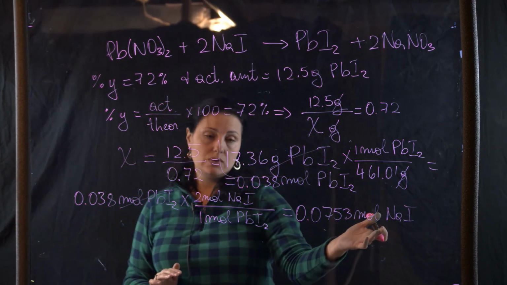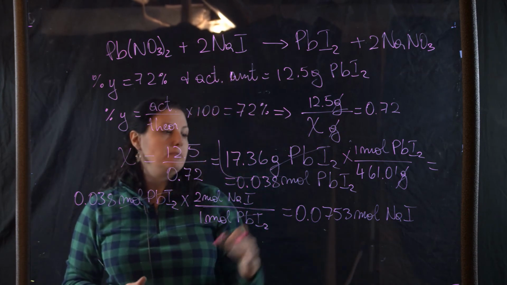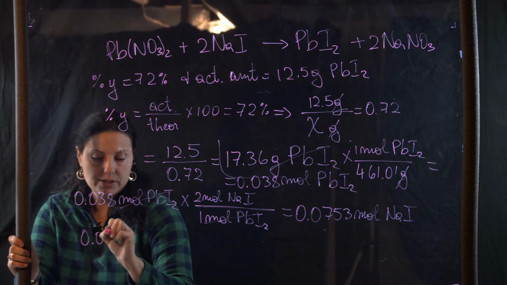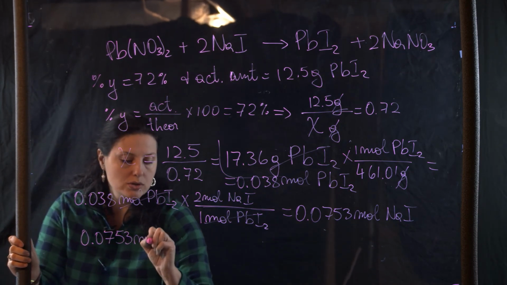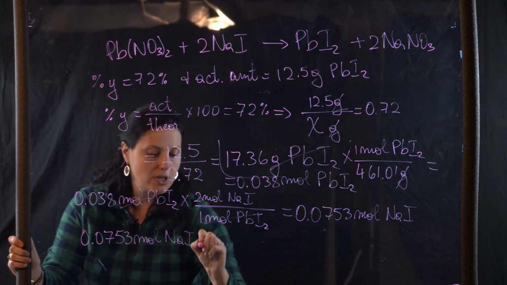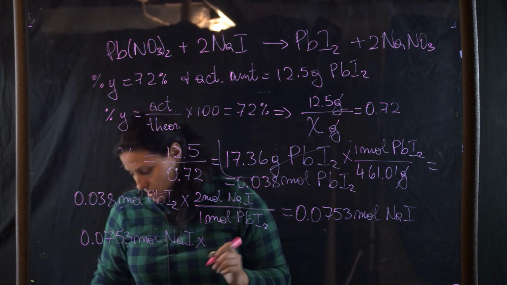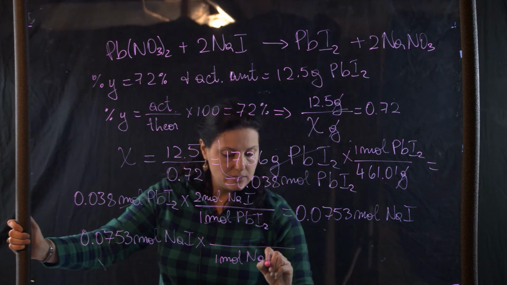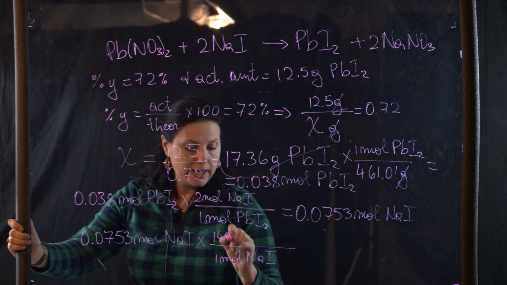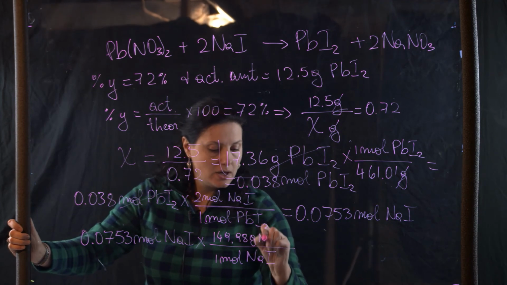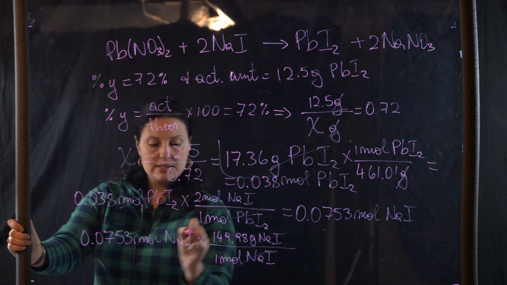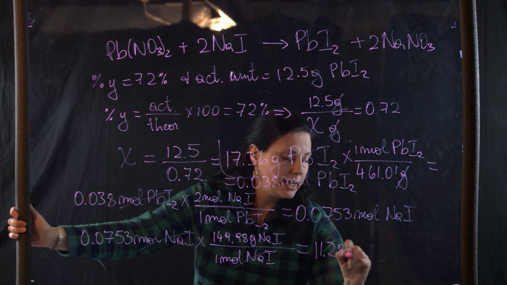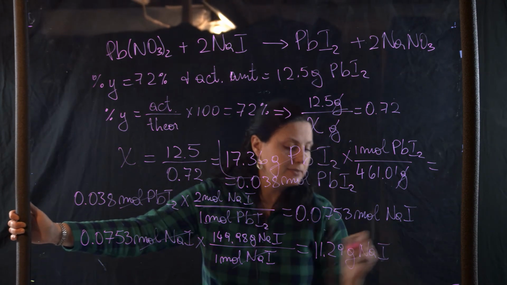Now that I have the moles of sodium iodide, I can convert it to grams by using sodium iodide's molar mass. So I start with 0.0753 moles of sodium iodide multiplied by, okay, I know 1 mole of sodium iodide weighs 149.98 grams of sodium iodide. This cancels out, and it gives me 11.29 grams of sodium iodide.